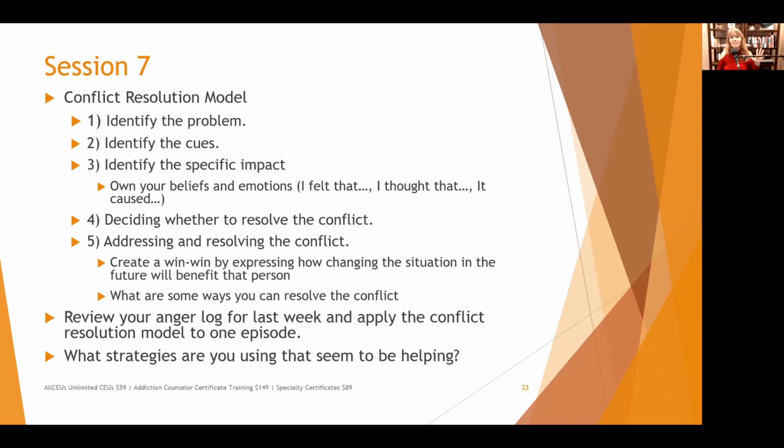And number 5 is addressing and resolving the conflict as needed, and talking with people about what are some common conflicts that you encounter with your roommates, with your spouse, with your kids, with your boss, whomever, and how could you create a win-win in those situations? Have them review their anger logs, apply the conflict resolution model, and discuss strategies that they're currently using for anger management that seem to be helping.